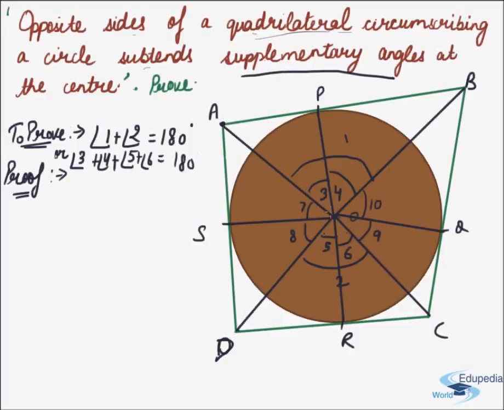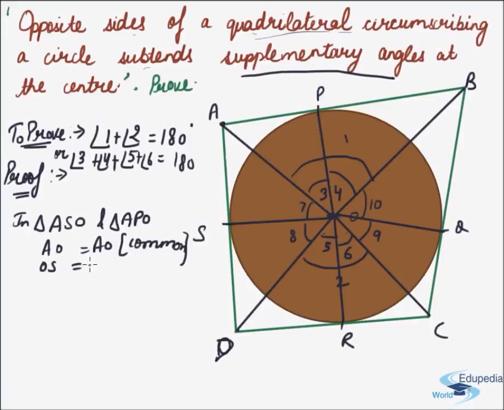Between vertex A and center O, we have 2 triangles. That is, in triangle ASO and triangle APO, we can see that AO is common to both. Now OS and OP are radii of the same circle, therefore they will be equal.